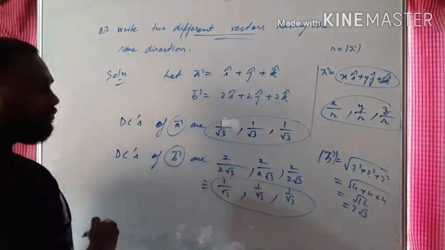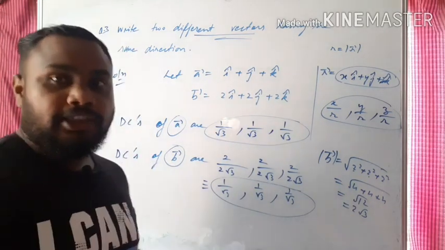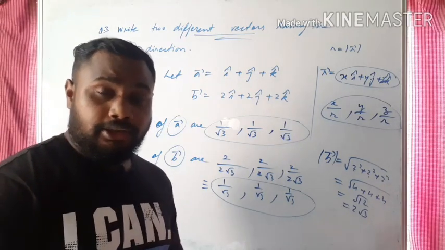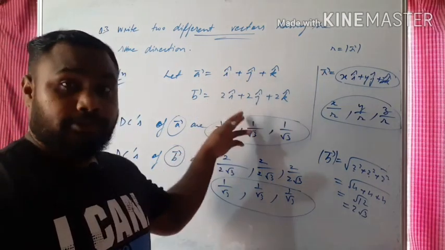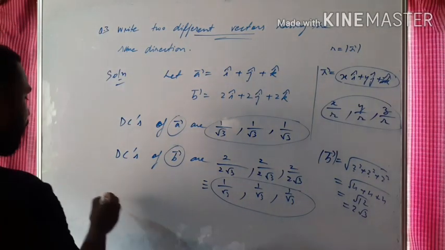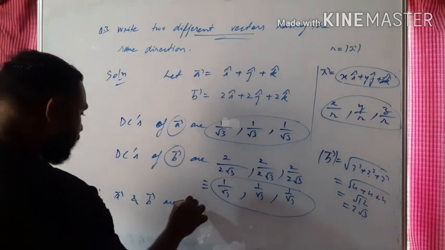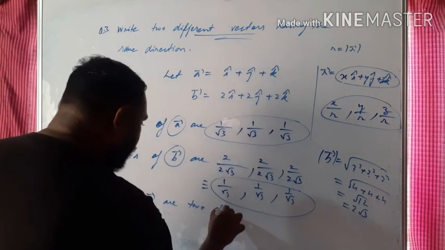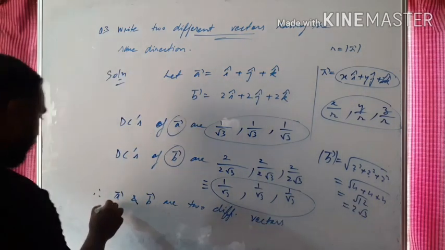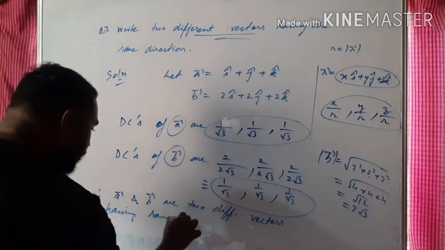Okay, they are equal, they are the same, and for this reason we can tell that a and b have the same direction, but they are different vectors. So we can conclude like that. Therefore, a and b are two different vectors having the same direction.